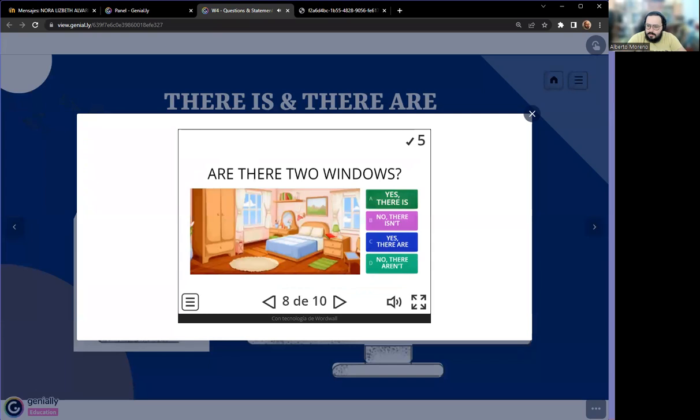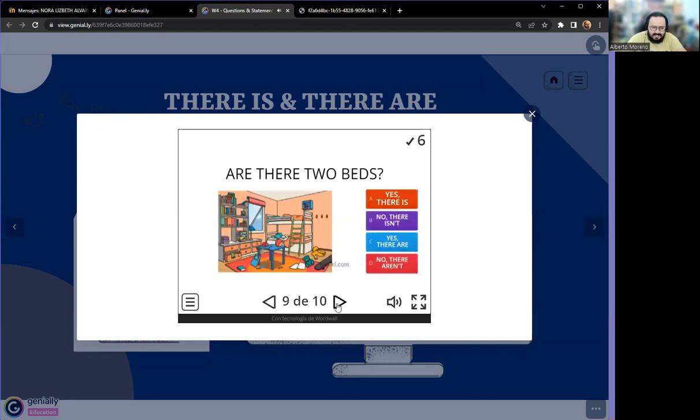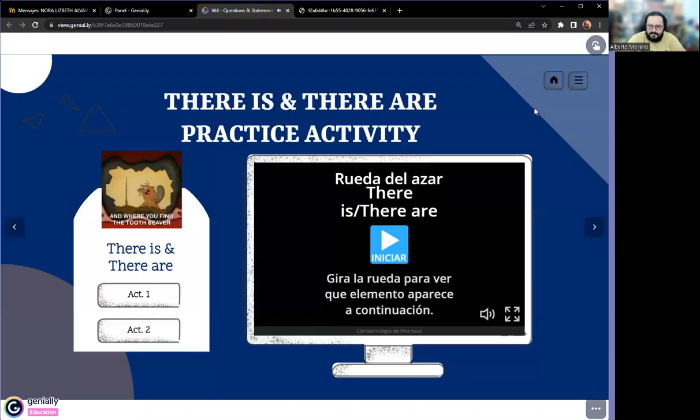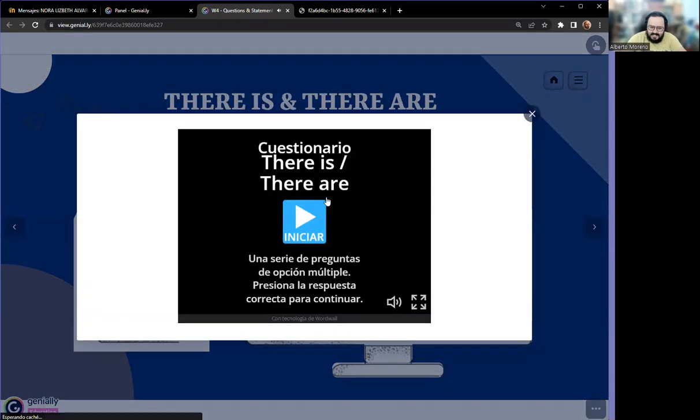Are there two windows? Yochi? Yes, there are. Are there two beds? Yes, there are. There are, one and two. And the last one, is there a wardrobe? Jade? Yes, there is. Excellent. So let's do a second activity.